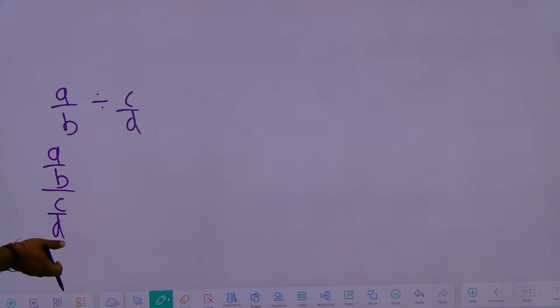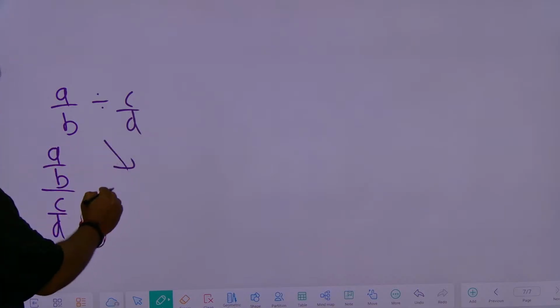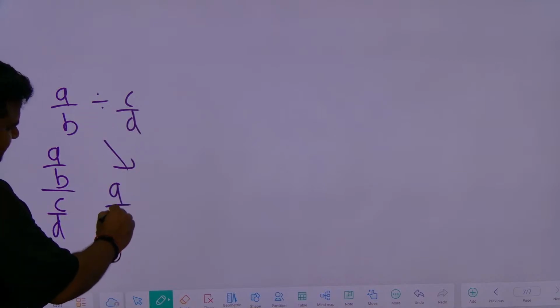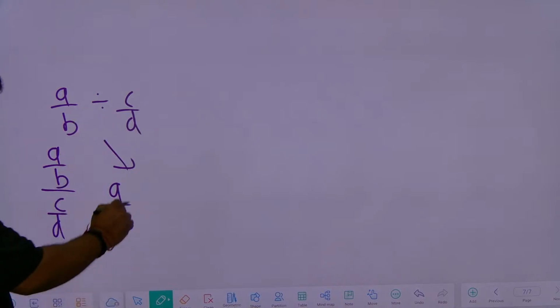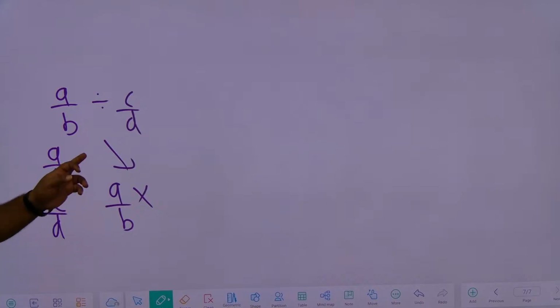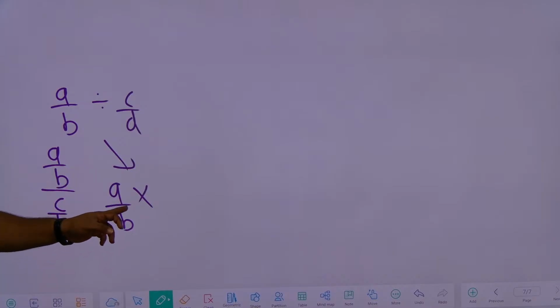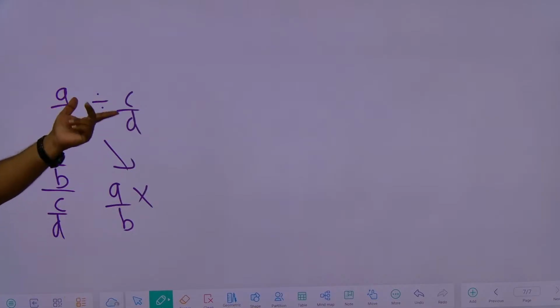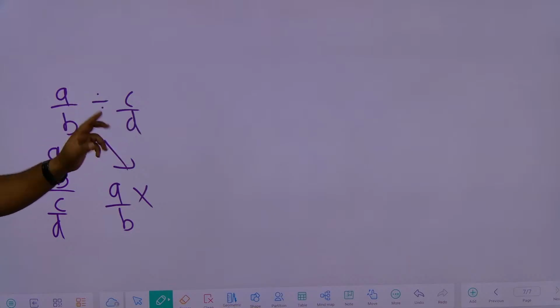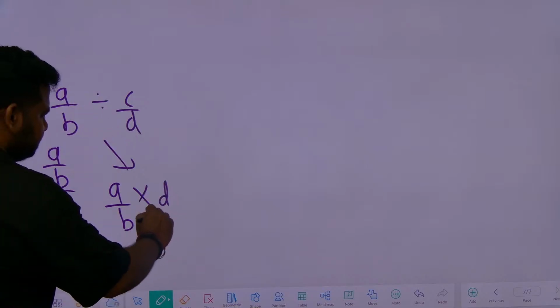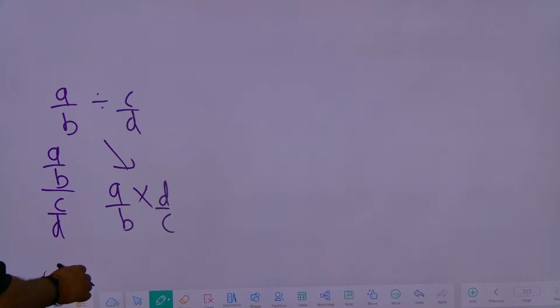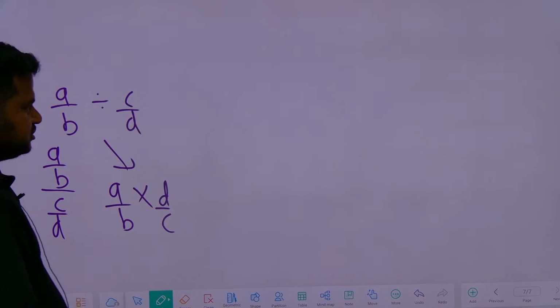But instead of doing like this, you can do it directly. Write a by b as it is, instead of division you convert to multiplication, and instead of c by d you write the reverse, that is the reciprocal. You will write it as d by c. By this way easily you can solve the question.